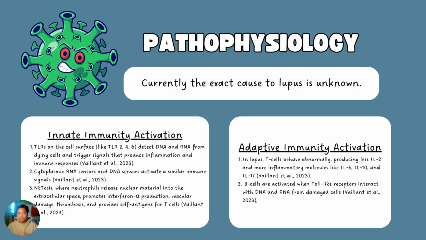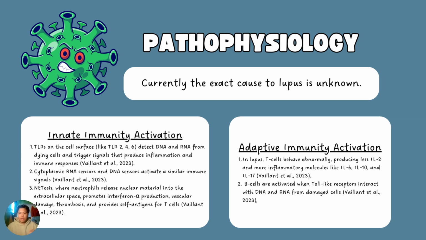Now, as for the pathophysiology, as of right now, the exact cause is unknown. However, according to the NIH, there are a couple of reasons, involving either an innate immunity reaction or an adaptive immunity reaction. For innate immunity, they believe that there are toll-like receptors on the cell surface that detect DNA and RNA from dying cells, which then triggers the production of inflammation and that immune response.